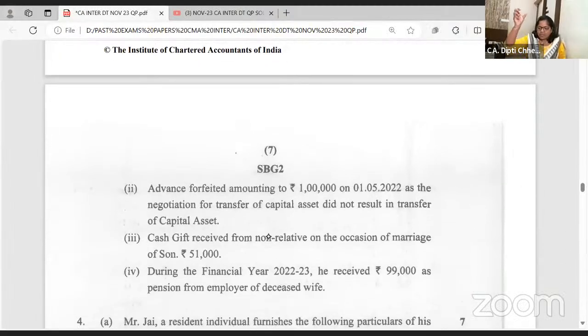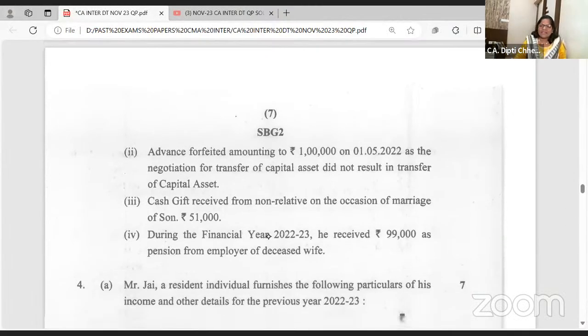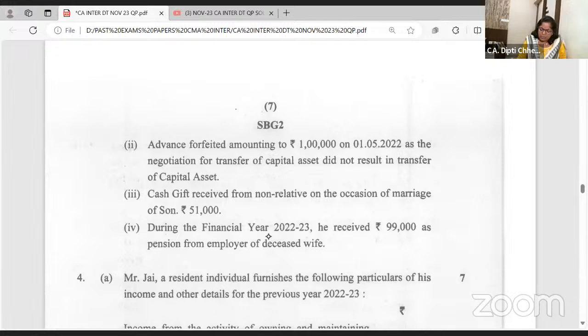ठीक है, आप उसको अच्छे से अब नोट में लिखना. This is very easy, so I am not going to the notebook. Advance money forfeited 1 lakh. Very well, advance money forfeited after 1st April 2014 is taxable. If it is forfeited before that, you have to reduce it from the cost and then do the indexation.